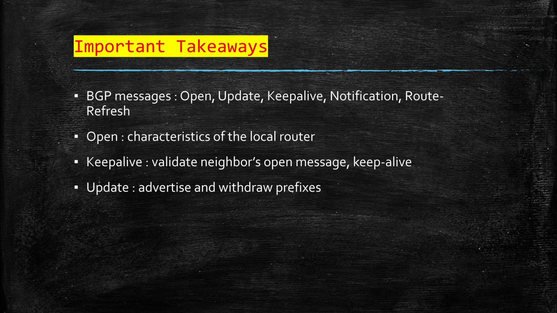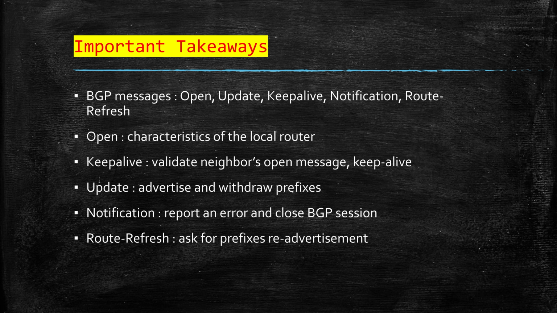You have the update message. It is used to advertise and withdraw prefixes. The notification message is to report an error, and it immediately closes the BGP session. And then the route refresh asks for prefixes to be re-advertised.